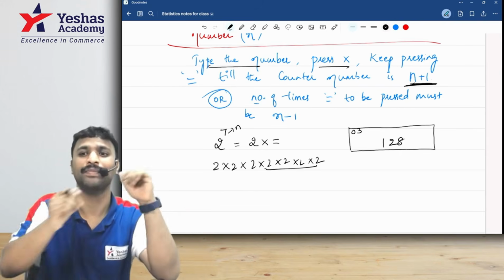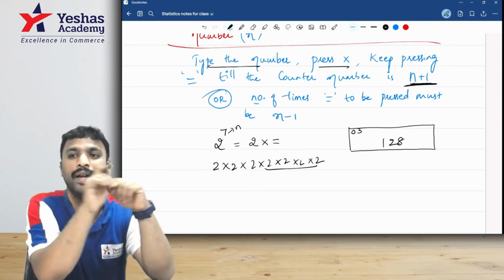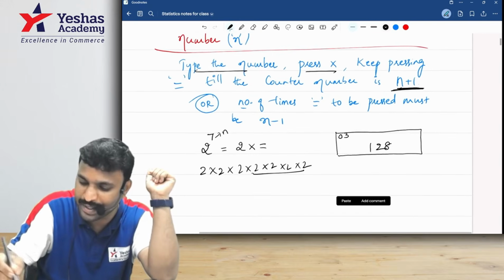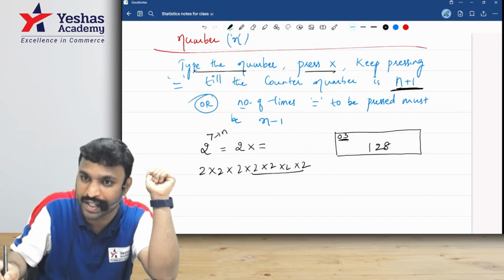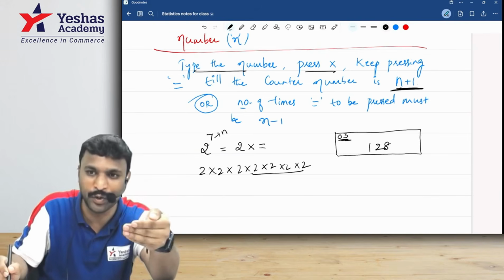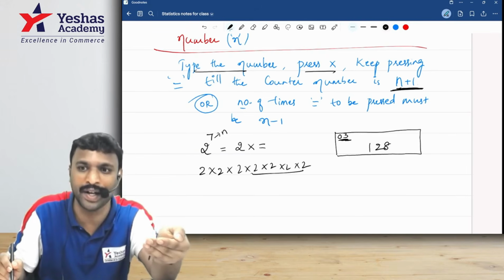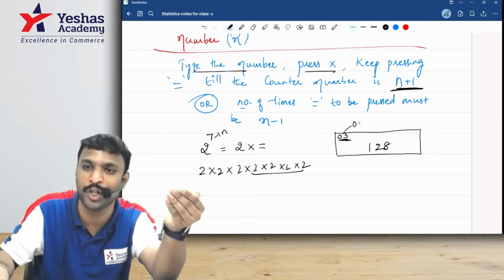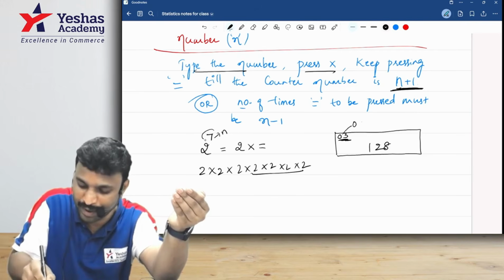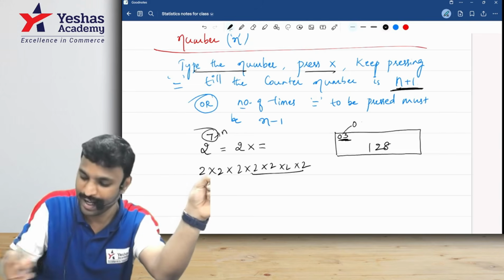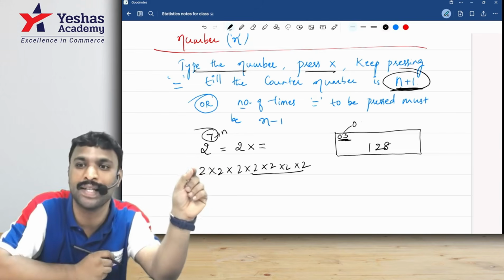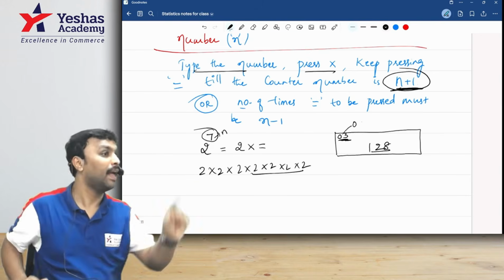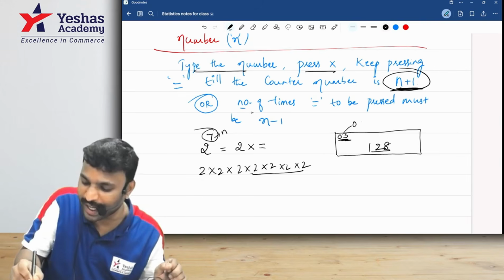Type 2, press into. Keep on pressing equal. You see the counter number here, right? As and when you press equal to, you see the counter number changing. 3. If you press equal to again, it will show 4. Press equal to again, it will show 5. So you have to keep on pressing equal until what? This counter number should become what? What is the actual power? 7 is n. It should become n plus 1. That means 8. How much is the answer? 128.